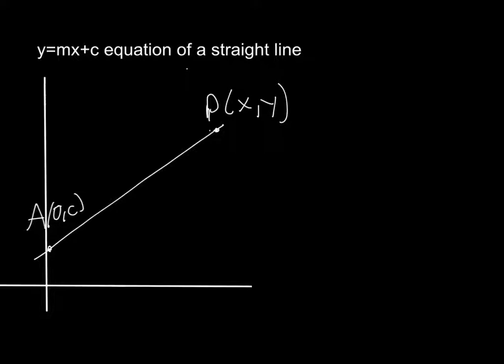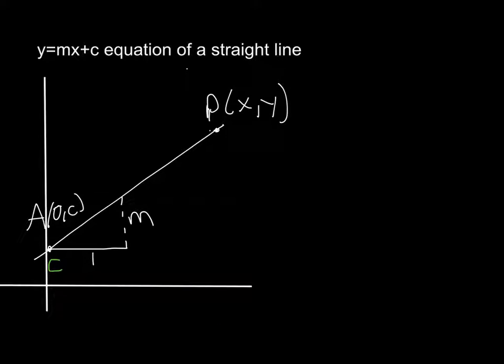Supposing the coordinate of point A is (0, c). This means that the line is intercepting the y-axis c units above the x-axis. And also suppose we're given that the gradient of the line is m. And that means for every unit along the x-axis I move m units up the y-axis. The gradient is m divided by 1 in this case.